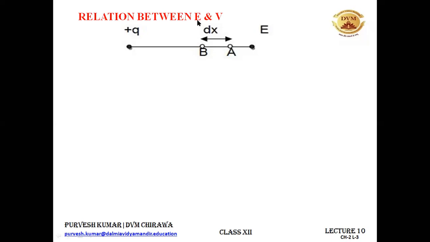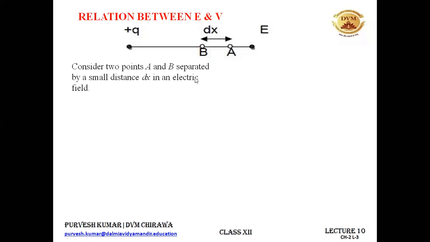Please draw it. We have one point charge plus Q, and because of this point charge there is some electric field, capital E, and we are moving a small test charge Q naught from point A to B through a distance dx. So we are moving a point charge from point A to point B. The distance between points A and B is very small, that is dx, and the electric field at point A is capital E. So let's try to solve it.